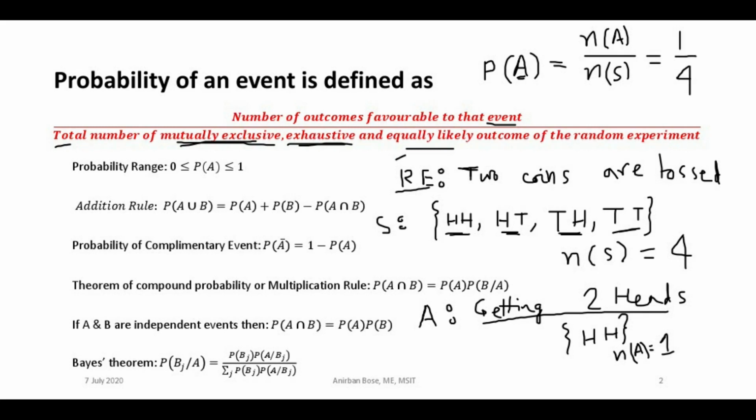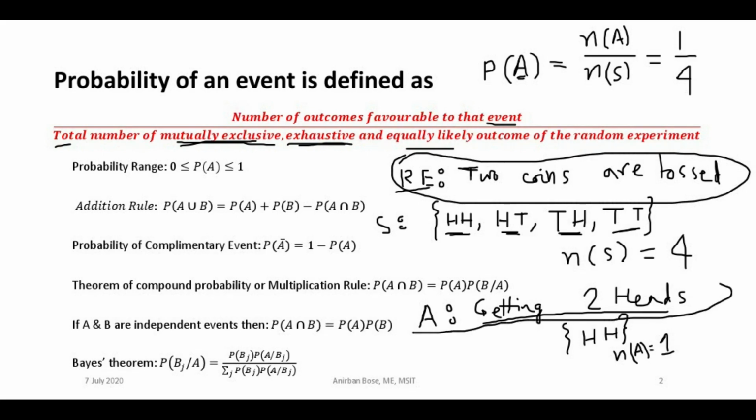So the answer for the probability of getting 2 heads, if 2 coins are tossed, is this. Two coins being tossed is the random experiment. So with respect to this random experiment, the probability of this event is 1 by 4. Okay, I hope you have understood the basic meaning of probability.